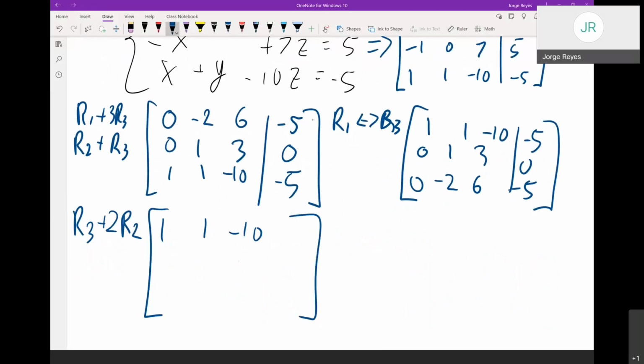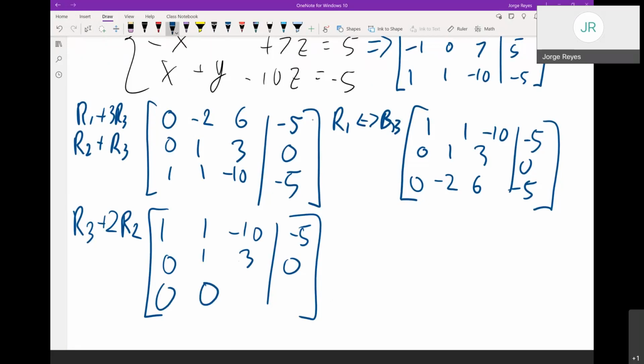So the top stays the same. The middle stays the same. But the bottom, okay, so I'm going to do it. You're going to get 0. And then you're going to multiply by 2 and add. So I'm going to get 0.